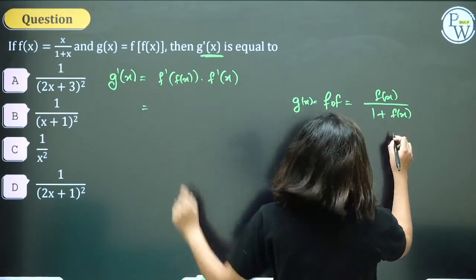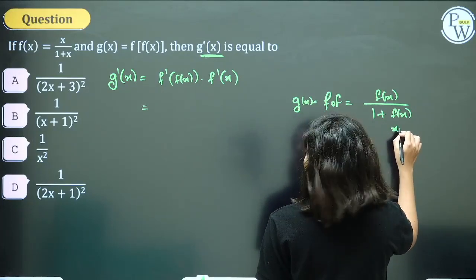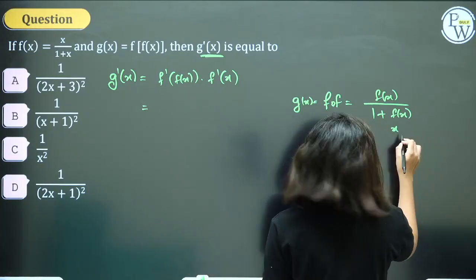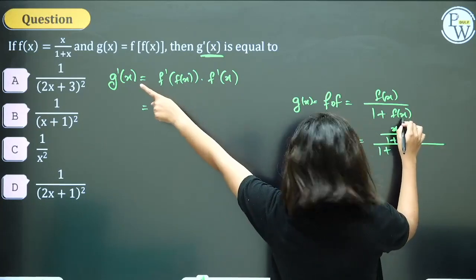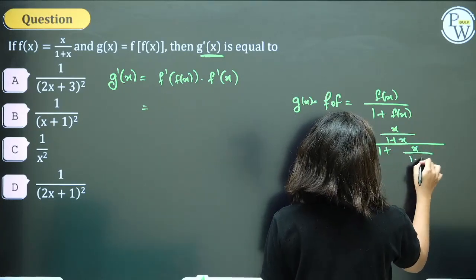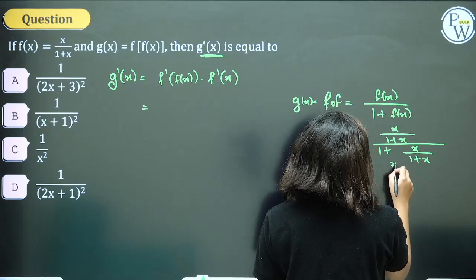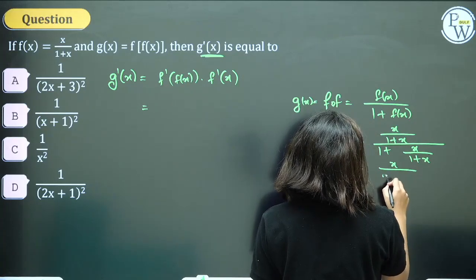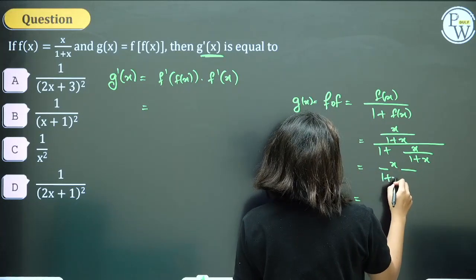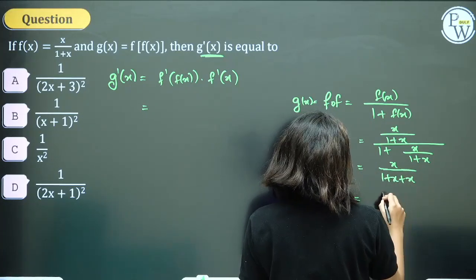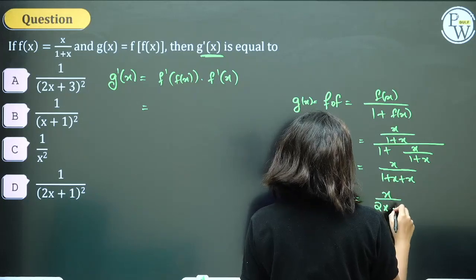So f of f means, instead of x you will put x upon 1 plus x, divided by 1 plus x upon 1 plus x. Simplify: x upon, I'll write down, 1 plus x plus x. That's x upon 2x plus 1.